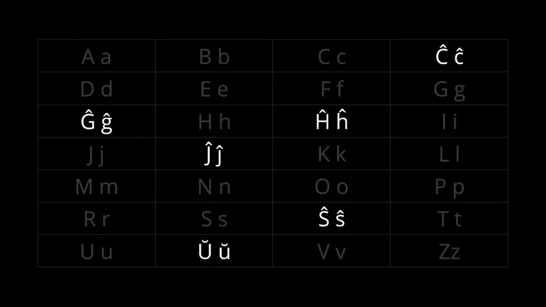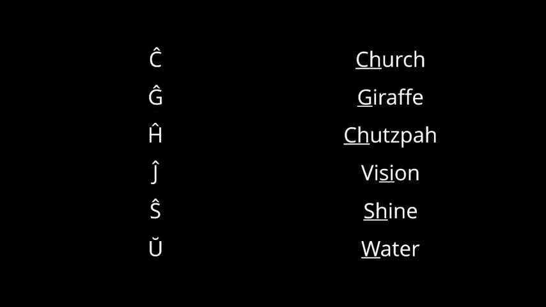Now there's 6 remaining letters. These are the ones that have diacritical marks on them to distinguish them from other letters. 5 of them have a hat on them, or more properly, a caret or a circumflex. One of them, the U, has a breve on it. This is a little half-circle symbol that in English grammar we usually use to represent a short vowel. In Esperanto, they're pronounced like this.